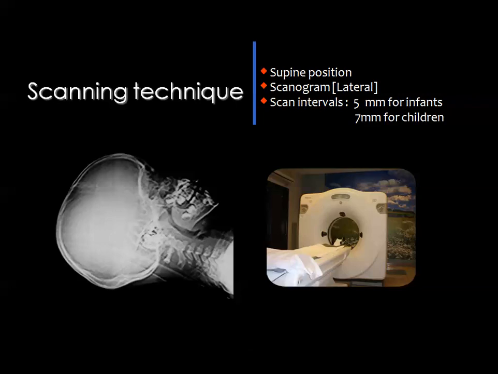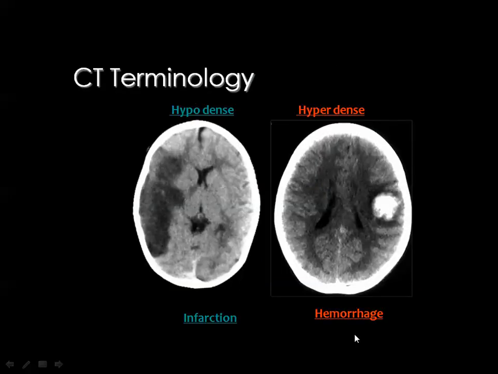The child is put in the supine position, and we have the scanogram in the lateral view, and our scanning area starts from the skull base at the orbitomeatal line, which is the line passing from the external canthus to the external auditory canal, and we proceed from the skull base to the vertex of the skull. We usually use the 7 mm scan intervals for children and the 5 mm scan intervals for infants.